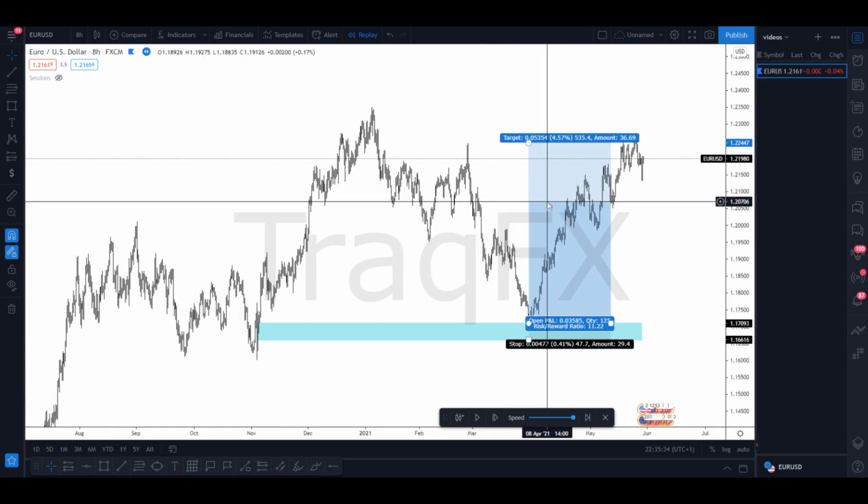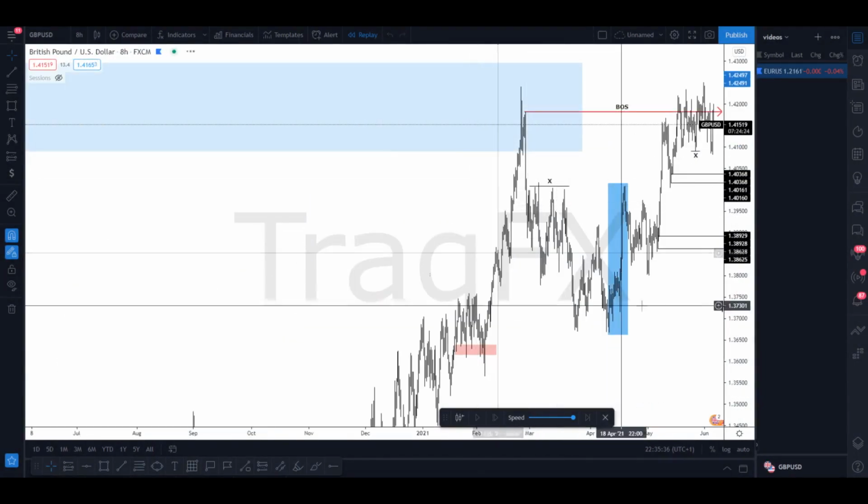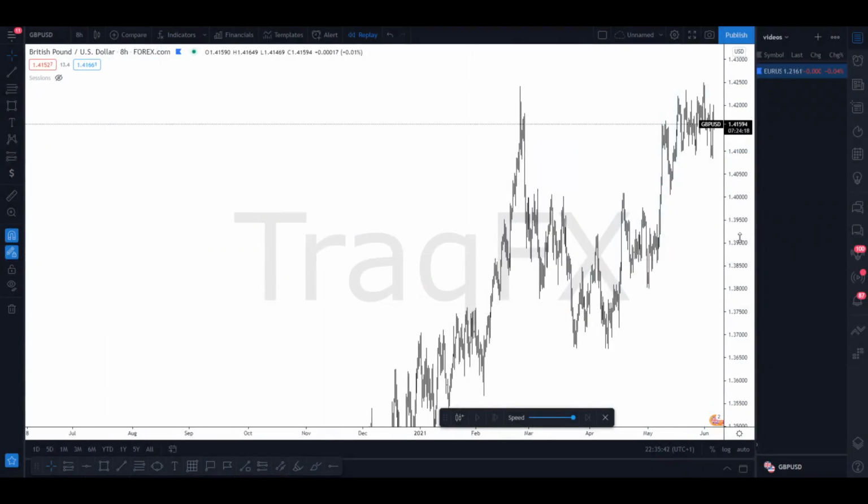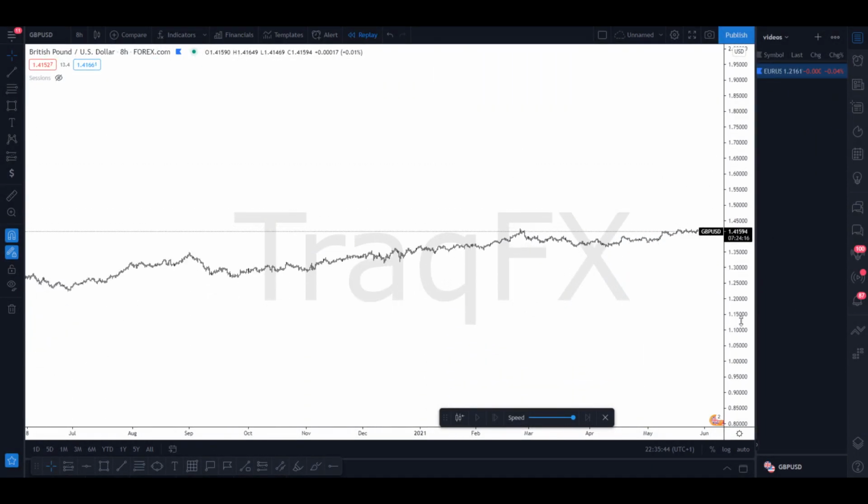So we'll go over a couple more examples on GBP USD. Let's delete everything right here. I'm gonna close my eyes, or let's just do something like this.